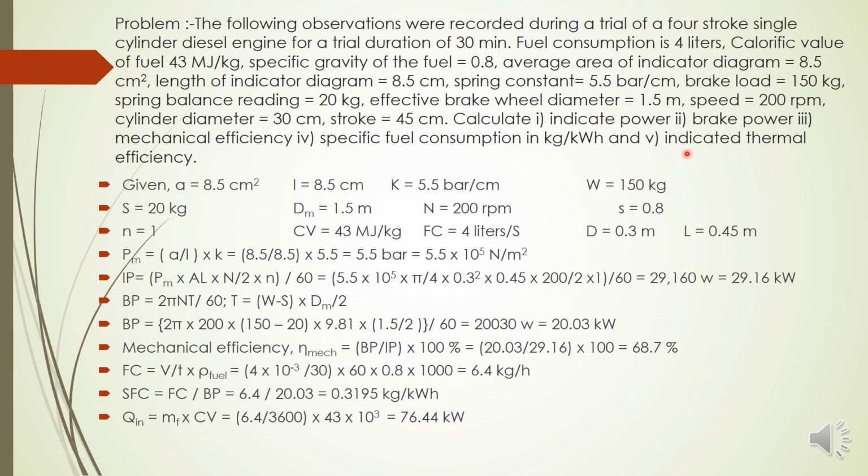Now what is the indicated thermal efficiency? Indicated power by heat input. Indicated power we have already obtained as 29.16. So indicated thermal efficiency will be 29.16 divided by this 76.44, into 100. So finally we are getting indicated thermal efficiency as 38%.